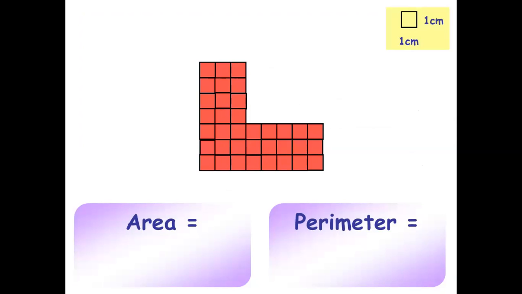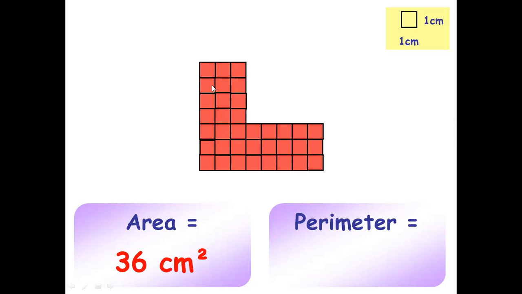How to find the area? I'm going to count the squares from inside. So it will give me 1, 2, 3, 4, 5, 6, 7, 8, 9, 10, 11, 12, 13, 14, 15, 16, 17, 18, 19, 20, 21, 22, 23, 24, 25, 26, 27, 28, 29, 30, 31, 32, 33, 34, 35, 36. So it's 36 centimeters square.